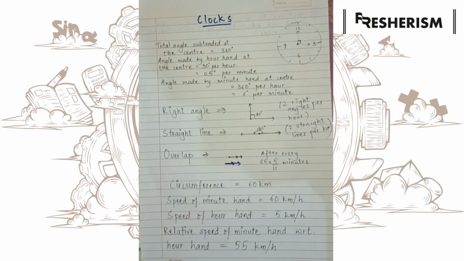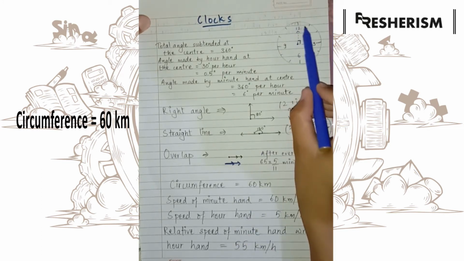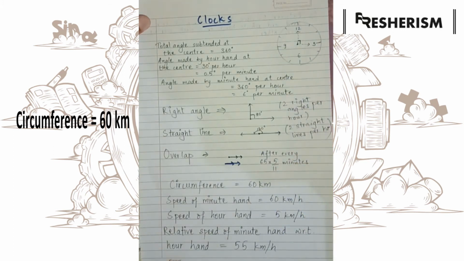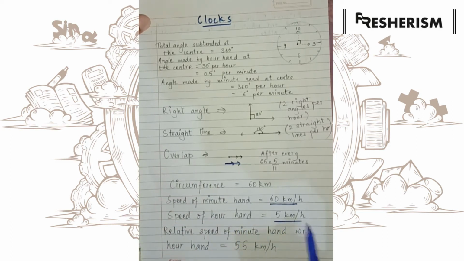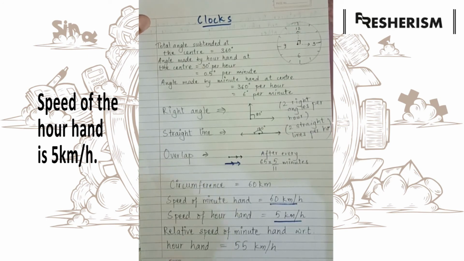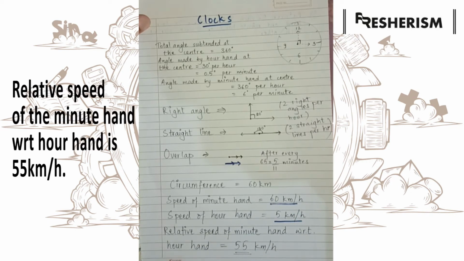Some other things are that we assume the clock to be a circular path with the circumference being 60 kilometers. As we can see, it can be taken as 5 kilometers, the other 5, and this way the total will come out to be 60 kilometers. The speed of the minute hand is 60 kilometers per hour, as it covers a whole circle in an hour, and the speed of the hour hand is 5 kilometers per hour, as it covers only this 5 kilometers distance in an hour. So the relative speed of the minute hand with respect to the hour hand will be 60 minus 5, that is 55 kilometers per hour.